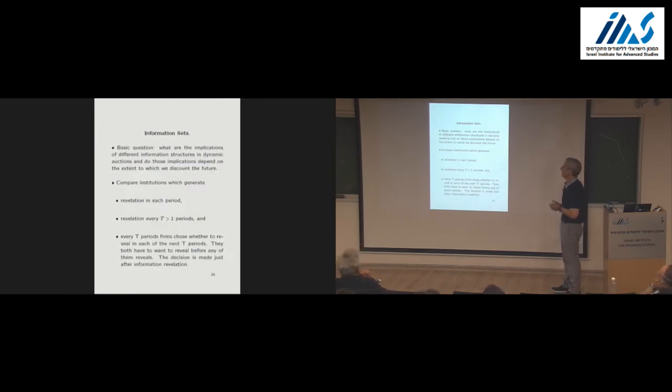Information sets. That's a basic question we want to ask: what are the implications of different information structures in dynamic auctions? And do these implications depend on the extent to which we discount the future? If John were here, John Asker, one of the Oscars, he would start telling you all about the difference in laws in the different countries of the world about information, because he knows all of that.